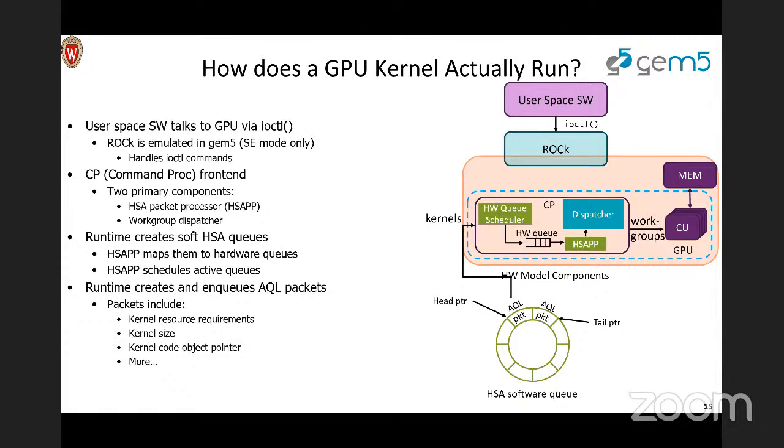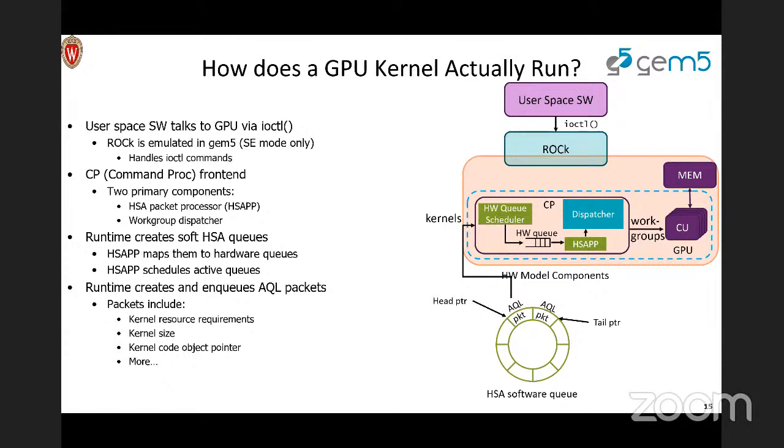And the way that we model this in gem5 is we actually have user space software that'll talk to the GPU, and that's where the purple box at the top right of the slide comes in. And it will communicate via ROCm with gem5, which again, remember in SE mode, we're emulating. In FS mode, we actually fully simulate. And all of those ioctl commands that are telling the GPU what to do are encapsulated there. So that's how we get the command of what we want to do to the GPU.